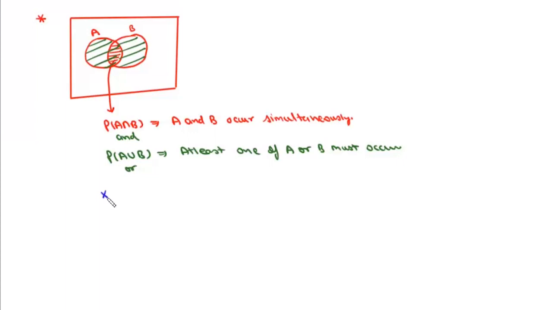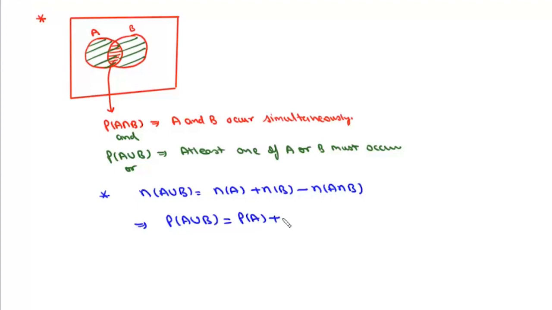Now we know that N(A union B) is N(A) plus N(B) minus N(A intersection B), and if we divide everything with N(S), then we can simply write probability of A union B is probability of A plus probability of B minus probability of A intersection B. That is, probability of at least one of A or B is equal to probability of A plus probability of B minus probability of A and B. And this is called as addition theorem on probability.